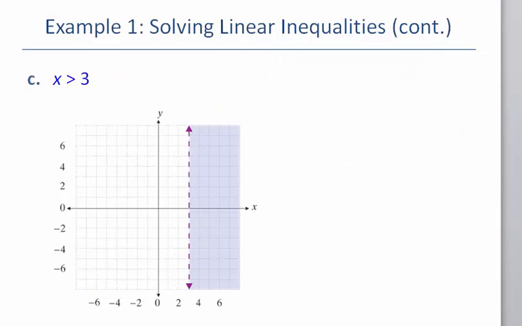All right, for part C of the example, we have x is greater than 3. And so remember that your first step is to make it equal to and graph it. Now remember that if you have an equation that only has one variable, it is either vertical or horizontal. And if that one variable is an x, then the line is vertical. So we come to 3 and we draw a vertical line. Remember that line needs to be dotted because there's no equal to underneath. So we dot out this line.